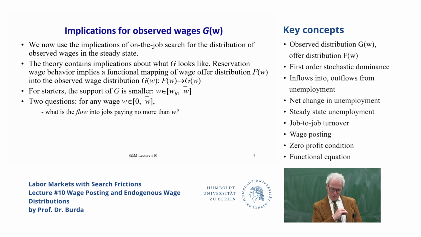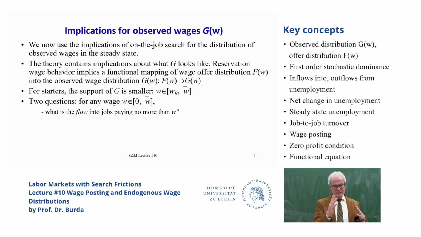Now, if I can take any point on that support, I can ask questions. How many workers are flowing into the mass of jobs that pay no more than W? Okay, so suppose W for me is 50 euros an hour. Then I can ask how many workers came into this mass of the distribution paying no more than 50 euros an hour. Now, those people could be coming from outside of employment, from unemployment. Could they be coming from anywhere else? Well, could they be coming from above 50? No, because they would turn those offers down. So if they get paid less than 50, they're going to be flowing within the CDF, but they're not going to be changing the mass of jobs that pay no more than 50. That's what I was trying to say last time, okay?